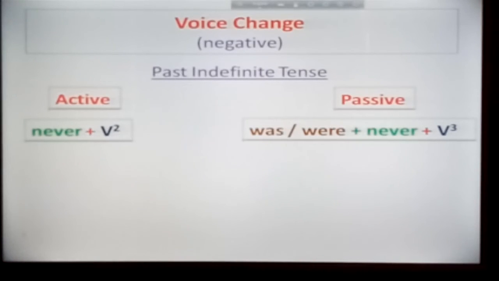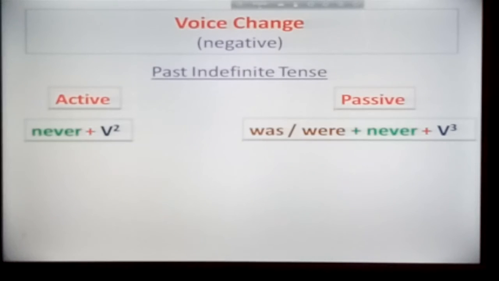When the subject is third person singular or the first person pronoun I, we use was, and when the subject is the second person pronoun you or any plural subject, we use were. And after the right form of the be verb, we use the negative word never, and the main verb is always in the past participle form in the passive voice.